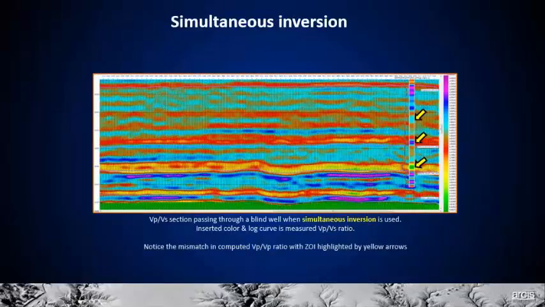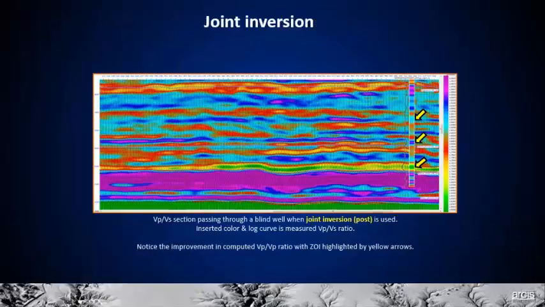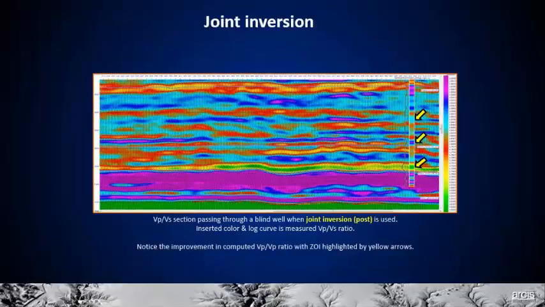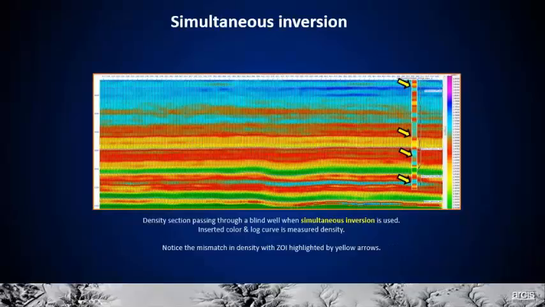Next, I show you the VP/VS section that is derived from the simultaneous inversion, and this is the equivalent post-stack joint inversion VP/VS section. Notice in the correlation that you have with the colored strip log there, it is much better with the one that we get from the joint inversion. Here I'm showing you the simultaneous inversion.